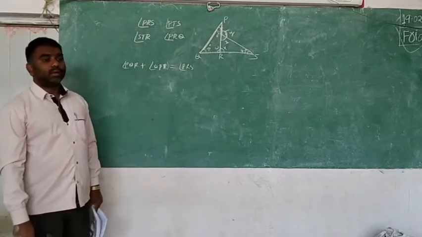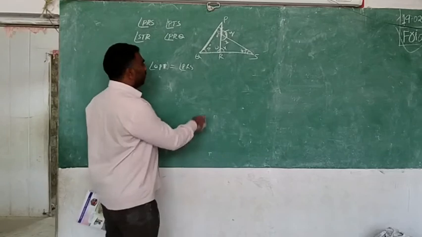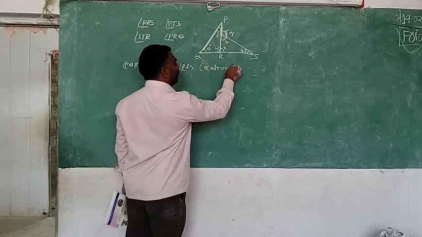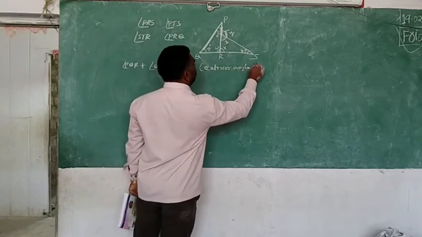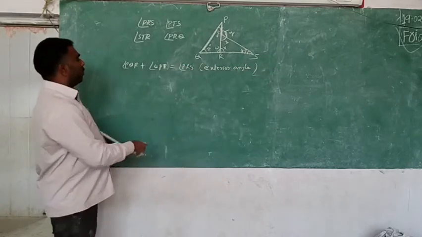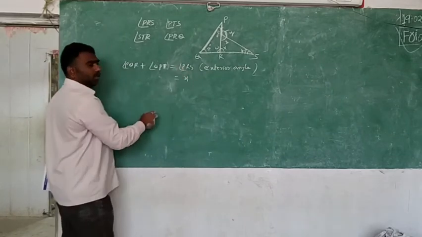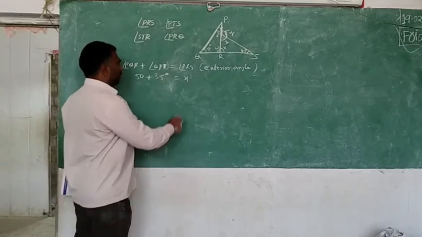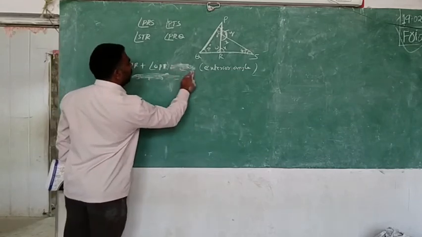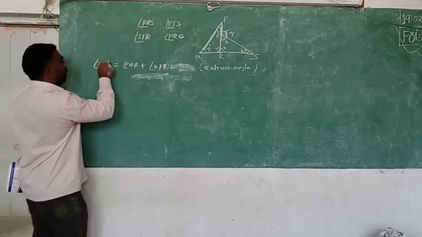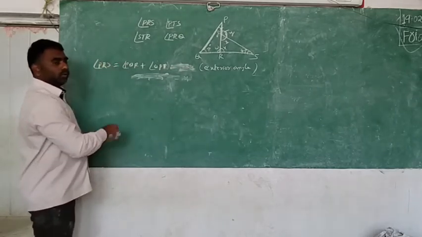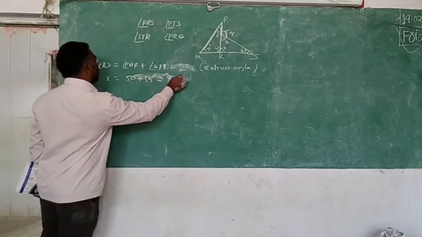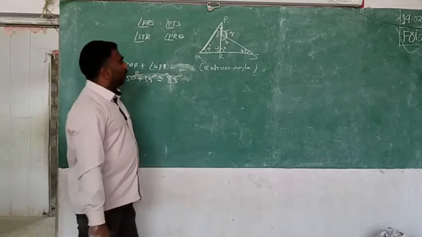Do you accept that? What is this property? Give the reason. Exterior angle property. So what is this? This is X. How to find? This is 50 and this is 35. Otherwise it will confuse you, so you can write it like this: angle PRS. So X is equal to 50 plus 35, which is 85. Easy. Okay, got it now.